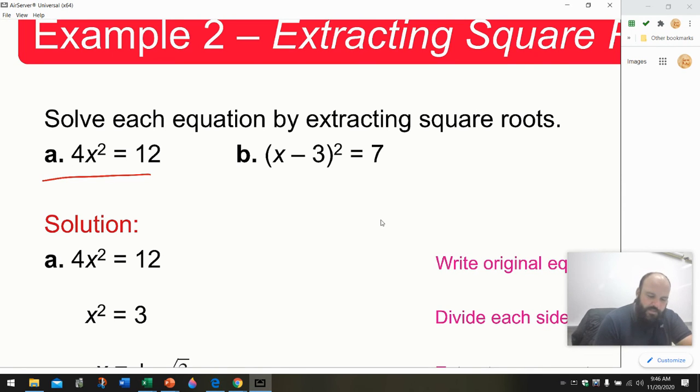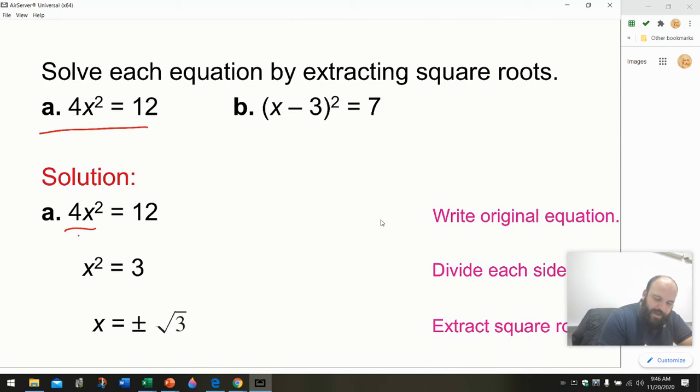The first step to that equation is going to be to divide this by 4 and divide this by 4. When I do that, the 4's cancel, and I'm left with x squared equals 3. Now, the next step is we need to get rid of this squared right here. In order to get rid of a square, the inverse operation of squaring is square rooting. So we need to square root both sides of the equation.